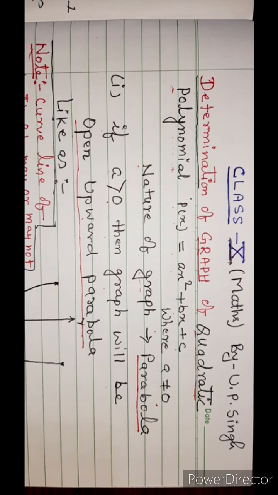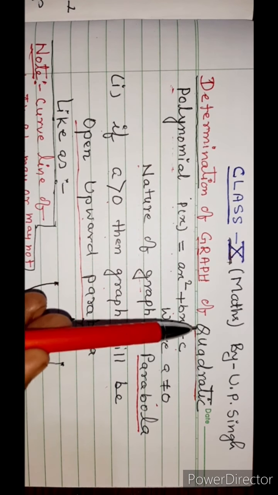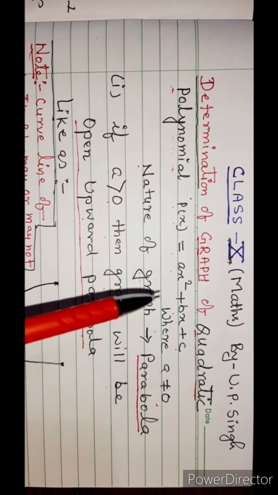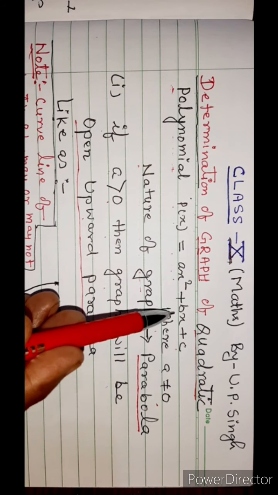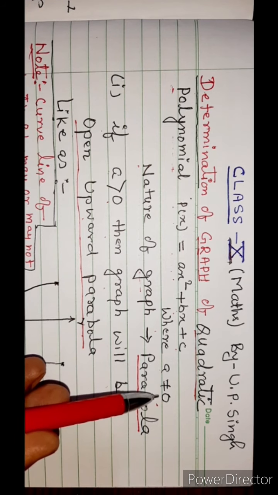Today students, we will learn the graph of a quadratic polynomial. Also we will learn what the shape of the graph of a quadratic polynomial will be. So let us see. Here is the topic I have written: determination of the graph of quadratic polynomial p of x is equal to ax square plus bx plus c, where a is not equal to 0.